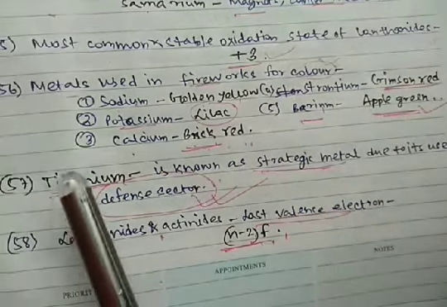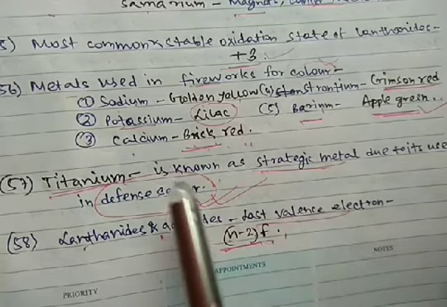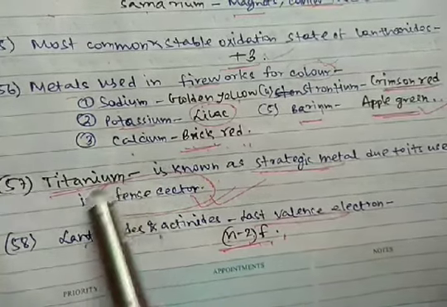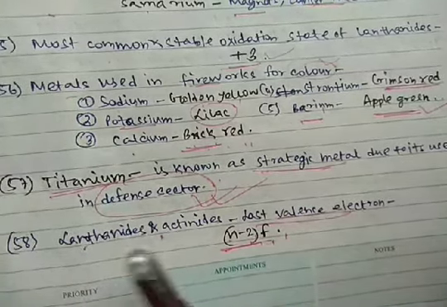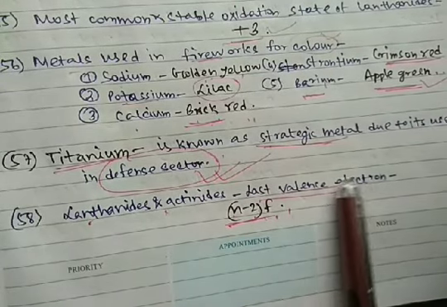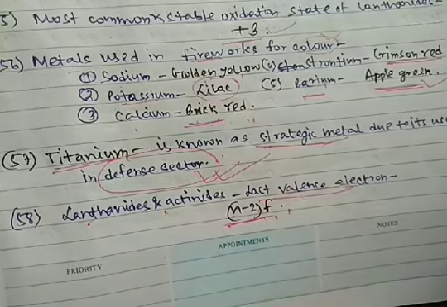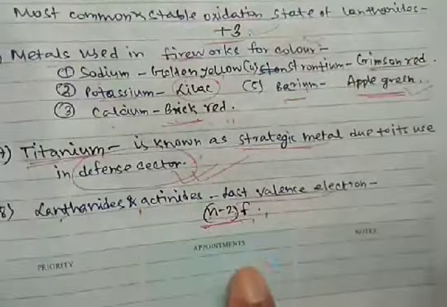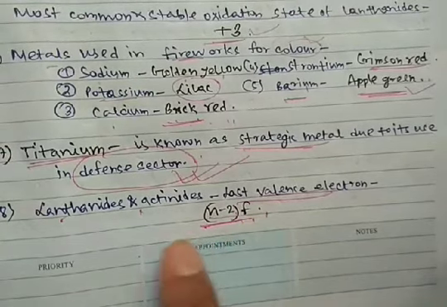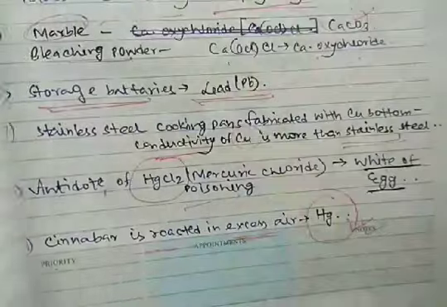Next question is titanium. It is known as the strategic metal due to its vast use in the defense sector. Next is lanthanides and actinides. The last valence electron will be (n-2)f. If n is 2, that will be only f. If n is 3, that will be 1f, 2f, like that.